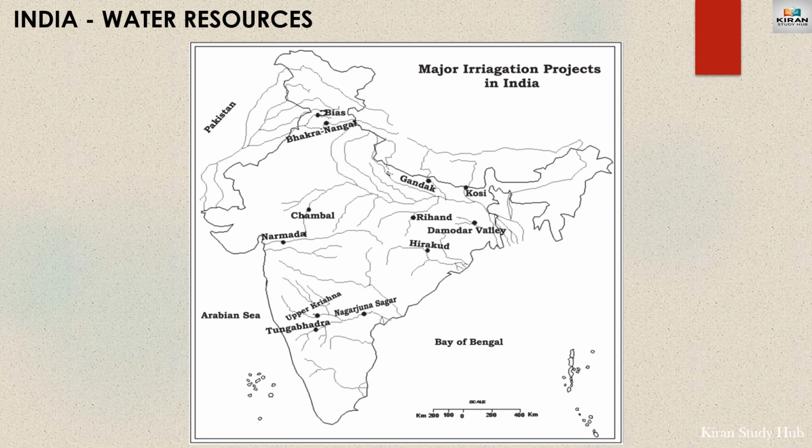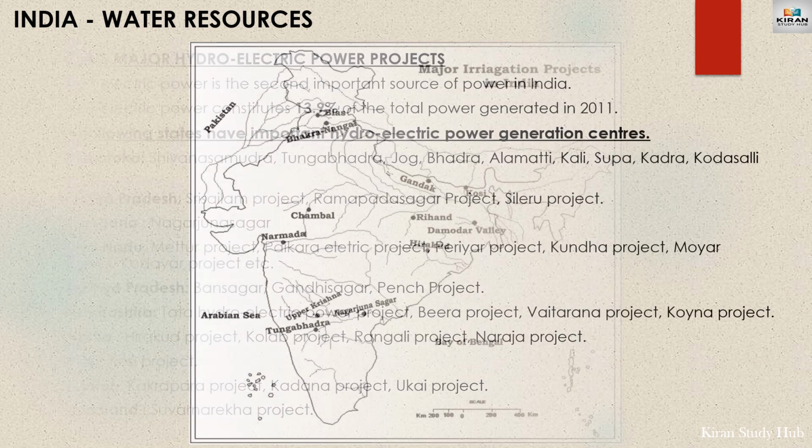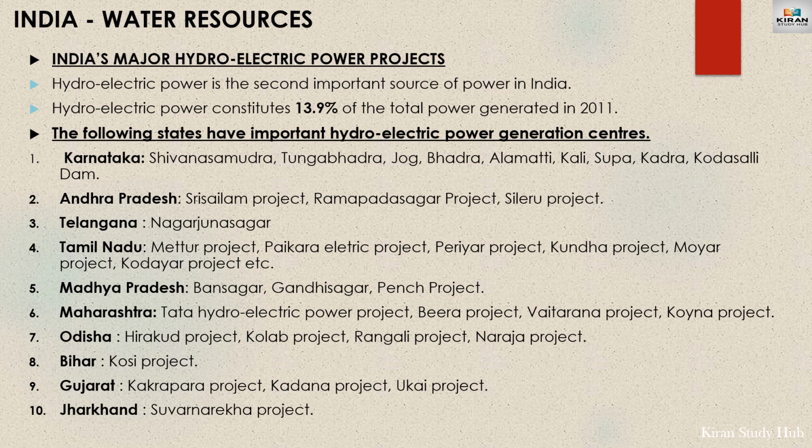This slide shows you the Indian map with major irrigation projects across various rivers. This slide tells you the India's major hydroelectric power projects across different states. Today, hydroelectric power constitutes 13.9%, approximately 14%, of the total power generated in 2011. Today in India, the highest electricity is produced from thermal power plants, nothing but coal-based power plants.